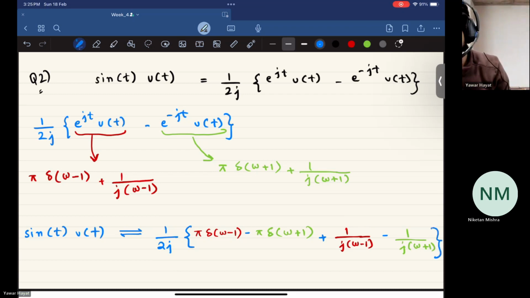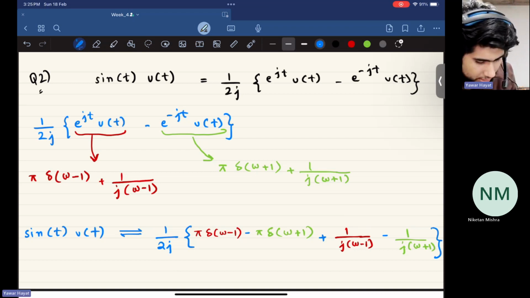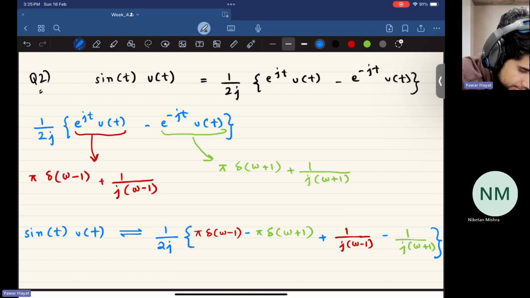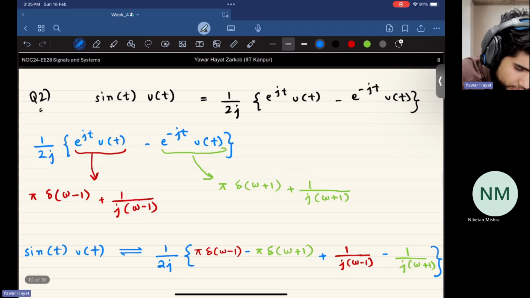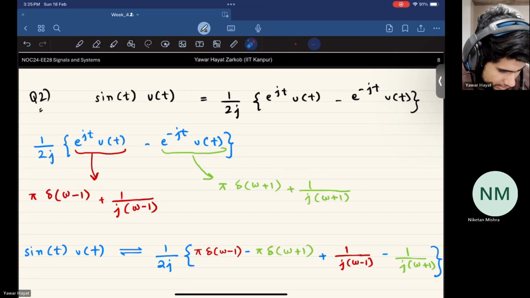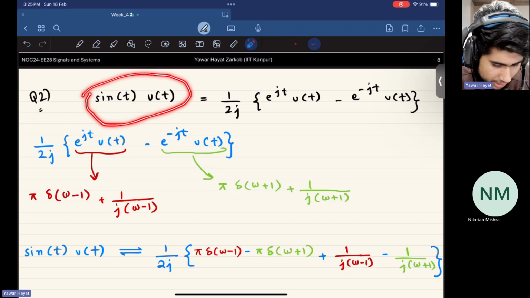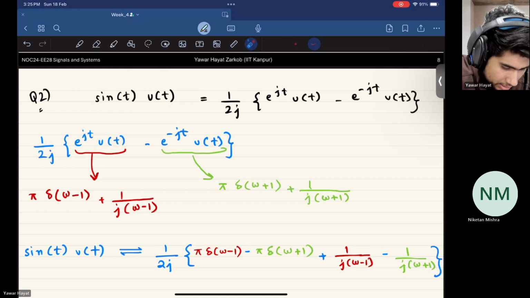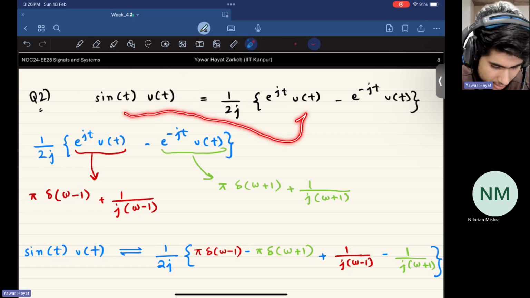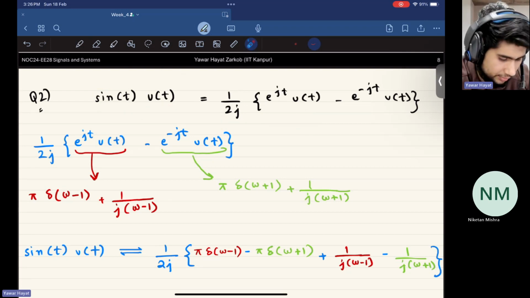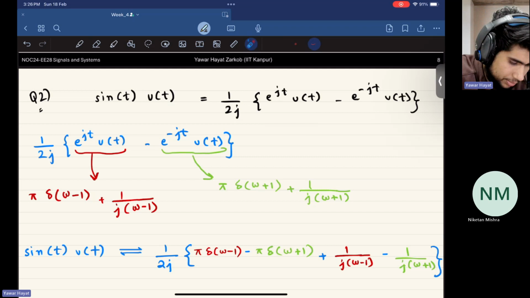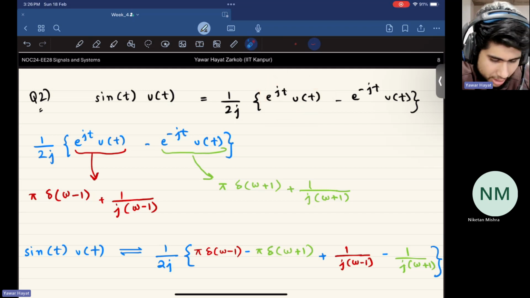Is this clear? I hope it was clear. I even used colors to denote the individual Fourier transforms. So let me repeat what I did. Sine of t u of t, I had to compute the Fourier transform of this, right? I can write this sine of t u of t in this form. That is pretty straightforward. Then what I did was I computed the individual Fourier transform of e to the power jt u of t and the Fourier transform of e to the power minus jt u of t, right?